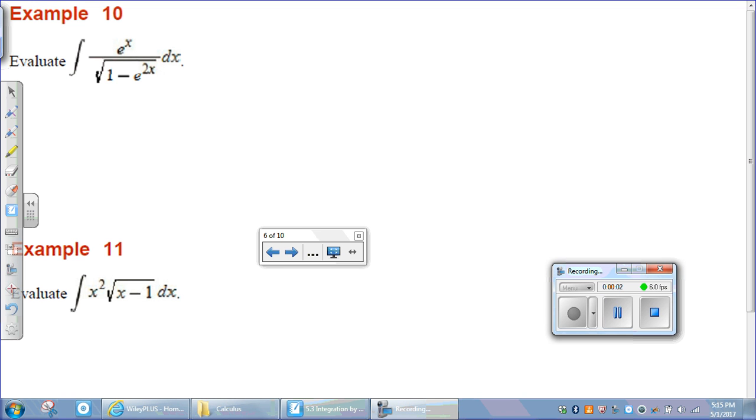Today we'll cover part 3 of integration by substitution, which is section 5.3.